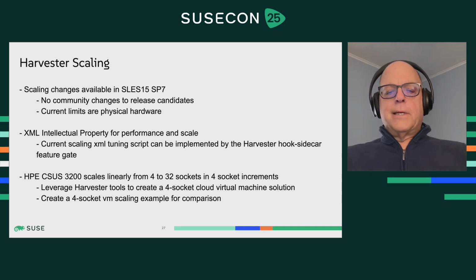But then finally, since, as mentioned earlier, the Compute Scale-Up Server 3200 scales linearly from 4 to 32 sockets, and Harvester can create a 4-socket virtual machine, maybe we should target that effort: create a Harvester 4-socket virtual machine, use our VM scaling process to create a 4-socket machine, and compare the two.